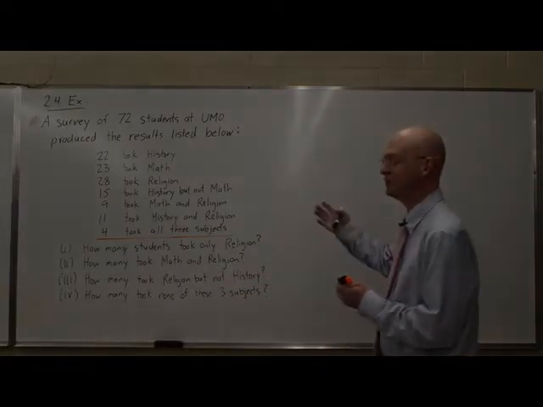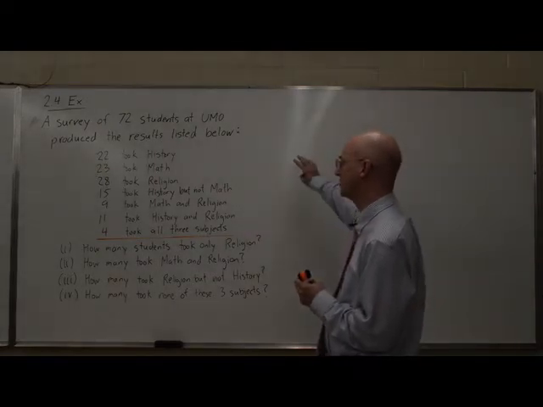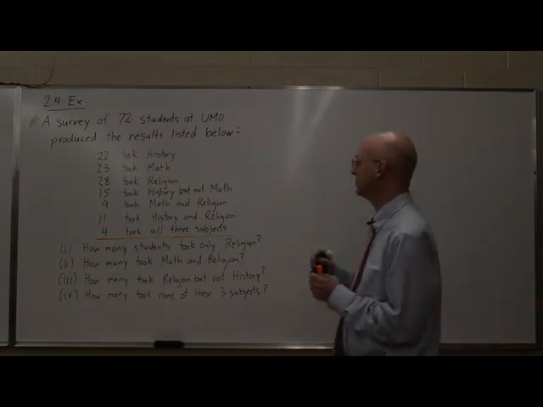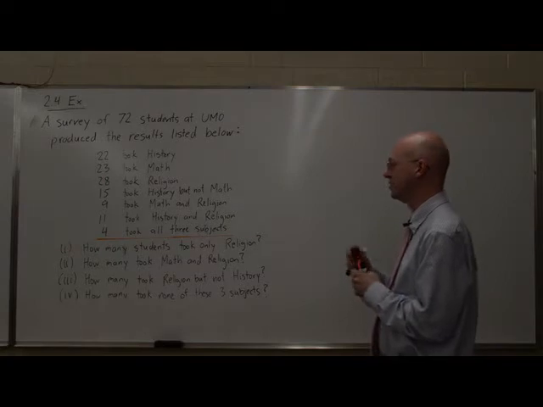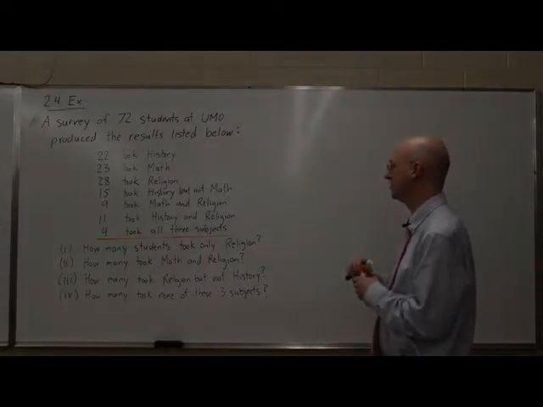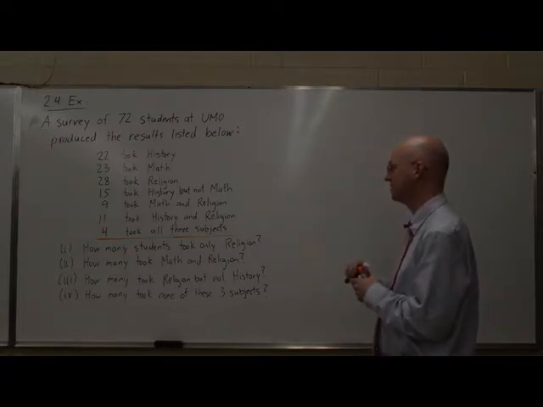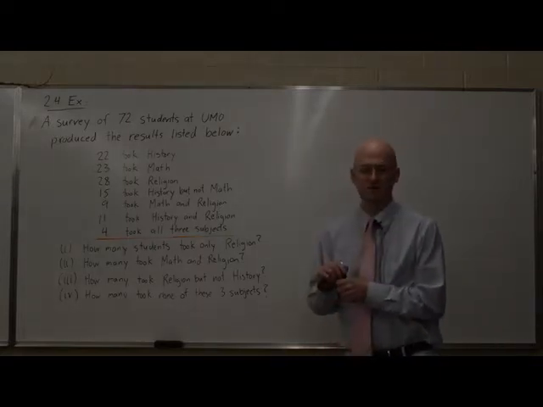So we've written on the board here the problem that we'll tackle for the moment, and it is 2.4 example. A survey of 72 students at UMO produced the results listed below. 22 took history, 23 of those students took math, 28 took religion, 15 took history but not math, 9 took math and religion, 11 took both religion and history, and 4 students took all 3 of these subjects.